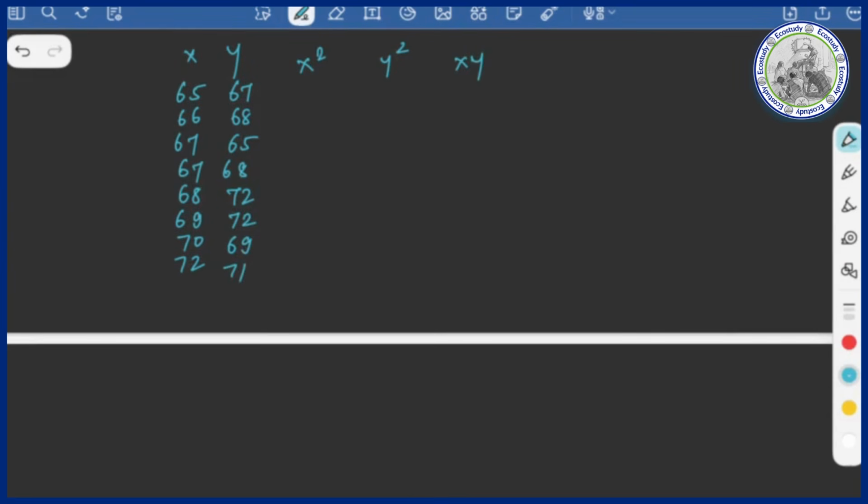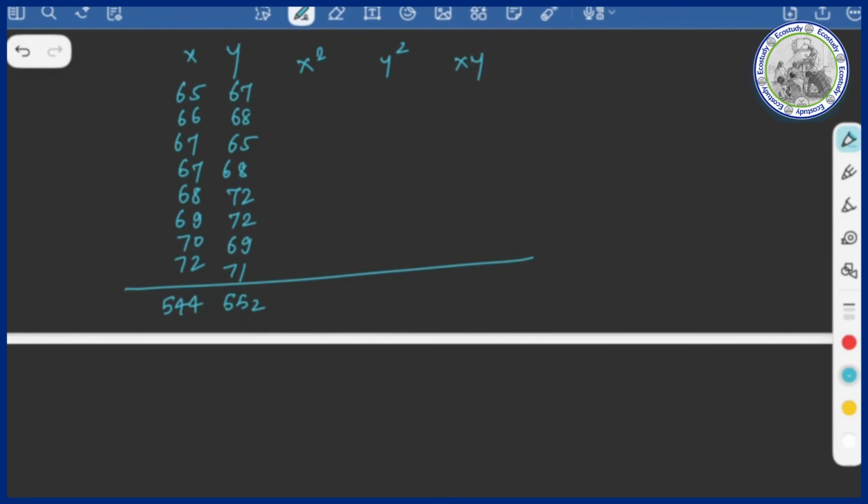So x here, y here, x square here, y square here, xy here. X is 65, 66, 67, 67, 68, 69, 70, 72. Y here is 67, 68, 65, 68, 72, 72, 69, 71. What is the total? If you add that, you will find 544 total for x, here 552.